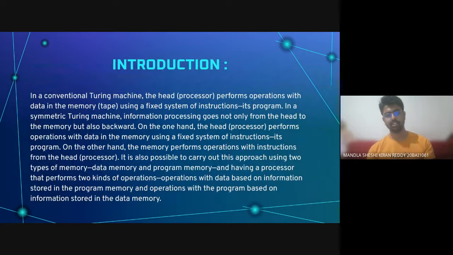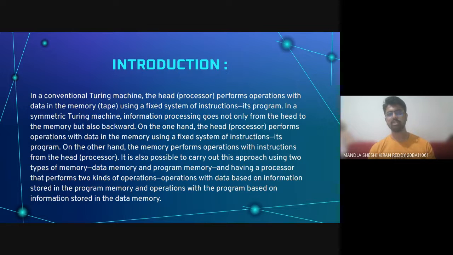So in the symmetric Turing machine, information processing goes not only from the head to the memory, but also backward, as discussed. On the one hand, the head, which is the processor, performs operations with the data in the memory using a fixed system of instructions, which is called the program, the same as in the conventional Turing machine.